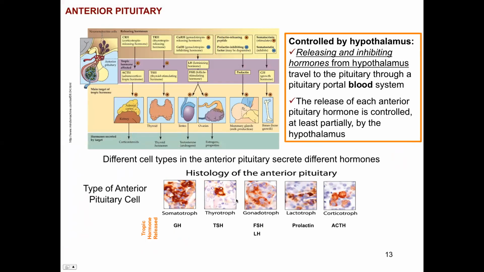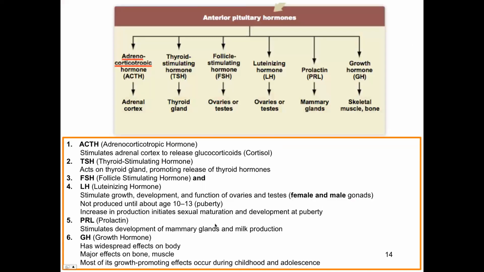You don't need to memorize the types of cells. I just listed them here for your information. What you should concentrate on are these different hormones. So there's growth hormone, TSH (thyroid stimulating hormone), follicle stimulating hormone, luteinizing hormone, prolactin, and adrenocorticotropic hormone. Again, gonadotropic hormone. This is the one we're not going to talk about too much in this course, but these are the different ones. So let's go over what they do.